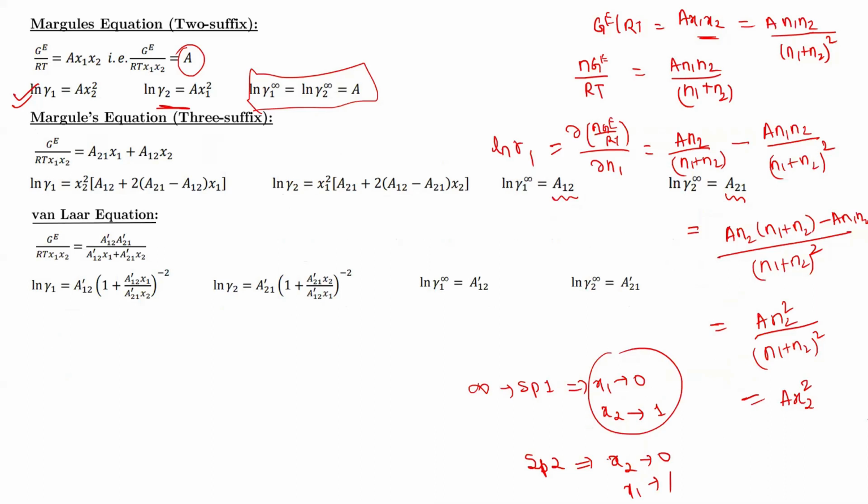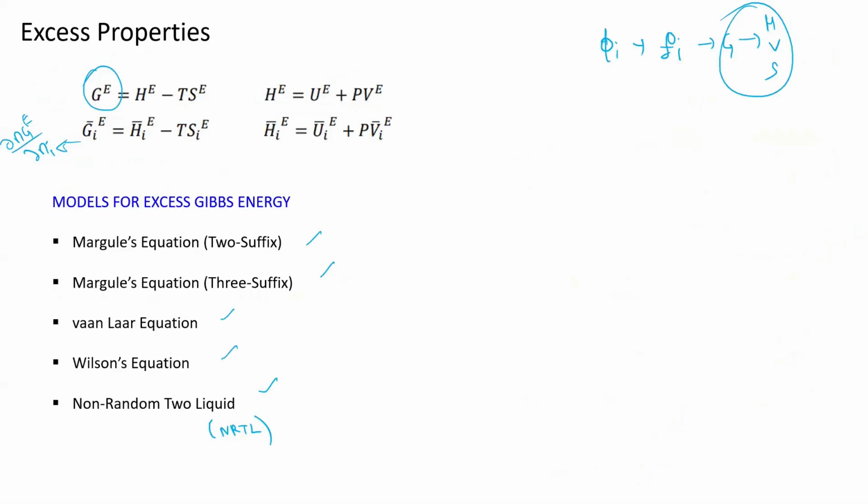So that is the difference between the Margules equation 2 suffix and the 3 suffix. Now, one more thing is the Van Laar equation, where there are A12 prime and A21 prime. These two parameters are there. And we have other models also like Wilson's equation and NRTL equation.